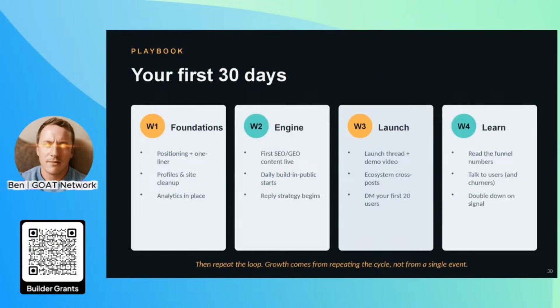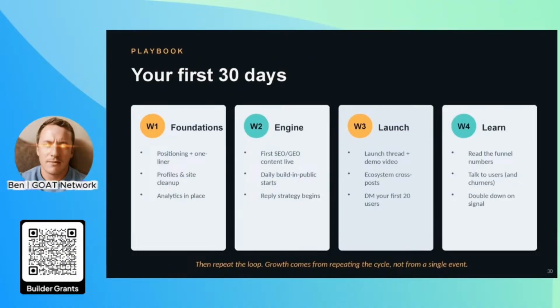Week 4, try to learn from the previous 3 weeks. Try to read the funnel. Try to talk to the users who activated, and even try to talk to the users who didn't continue working with your product. Get their feedback too. One piece of very constructive criticism is worth more than 100 pieces of praise. You need to embrace the criticism, and you need to learn from it.